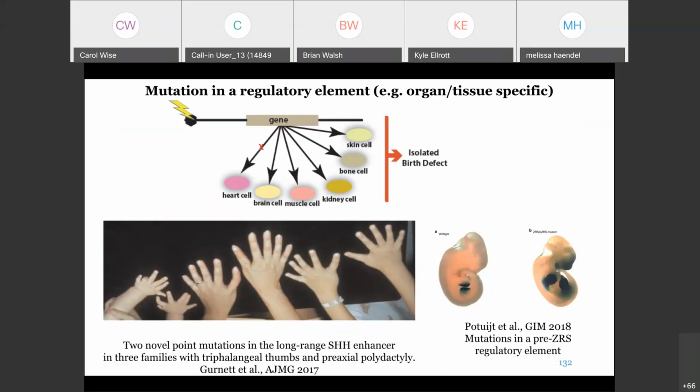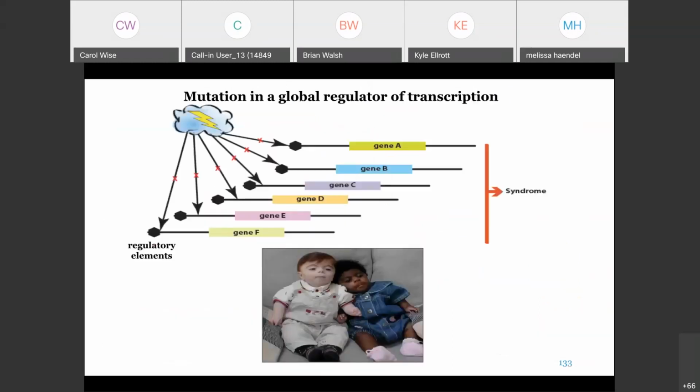So the example here is for limb defects. There was a group that found a point mutation in a regulatory element that just affected expression of sonic hedgehog in the limb, and they got isolated limb defects, which is not something we typically see with sonic hedgehog. When you have a mutation in that gene, you get holoprosencephaly and some other features as well. Next slide.